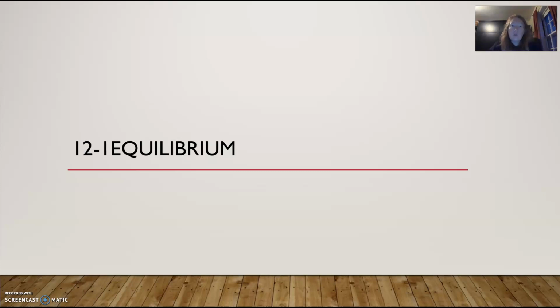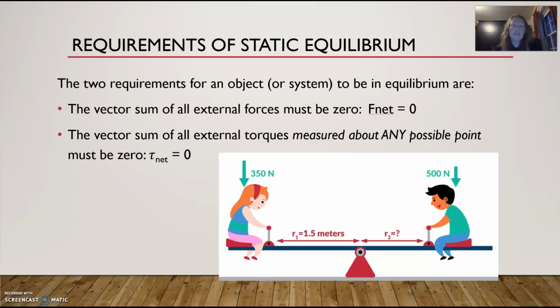Today's notes are about equilibrium, and the idea of this is pretty straightforward. It's just the description of an object that is not accelerating either forward or back. It's not speeding up in a linear fashion, and it's also not spinning faster and faster or slower and slower. It might be spinning, but it doesn't have a net torque on it, and it doesn't have a net force on it either.